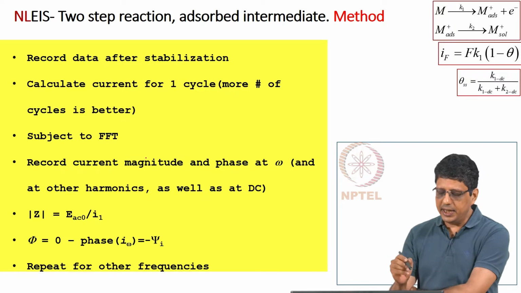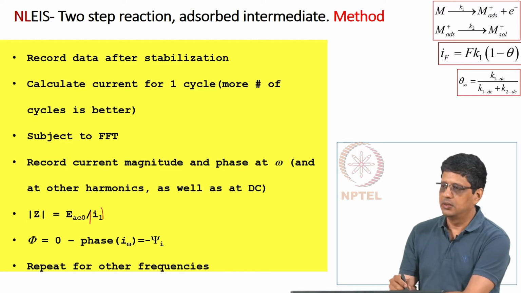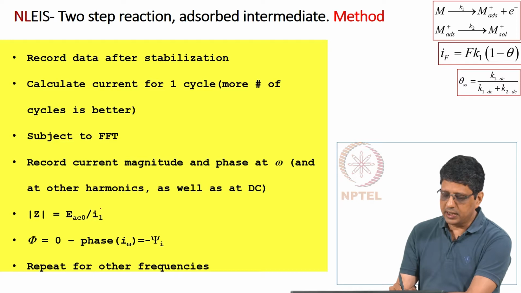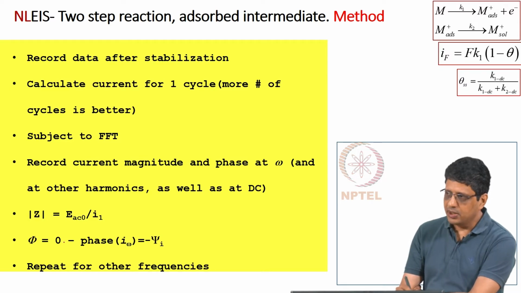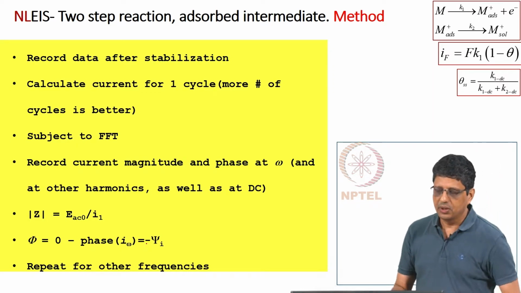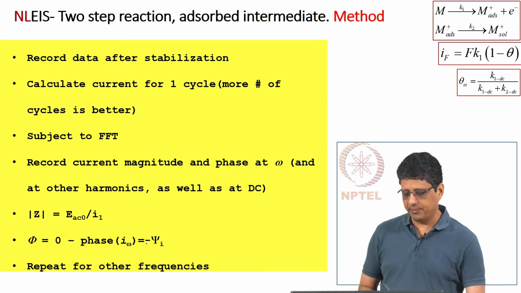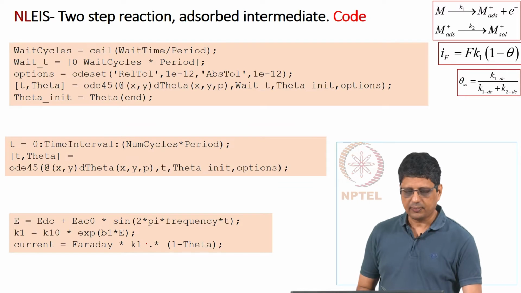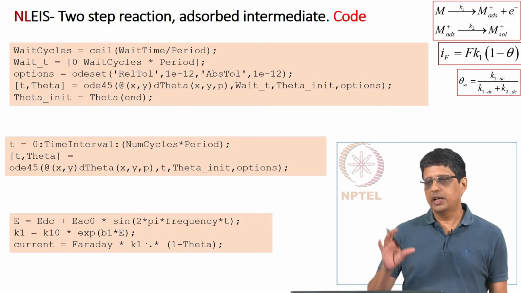If I want to calculate the impedance, I can calculate the magnitude of the impedance by taking E_AC0 and the magnitude at 1 that corresponds to omega. If I want to calculate the phase, phase is 0 for the potential, phase whatever we calculate or get for the current, we can subtract that and get the phase of the impedance. And once you do it for one frequency, you can do it for other frequencies and then generate the spectrum. So, in order to implement it, we can give the parameter values.